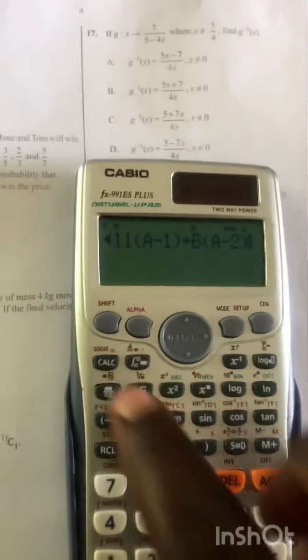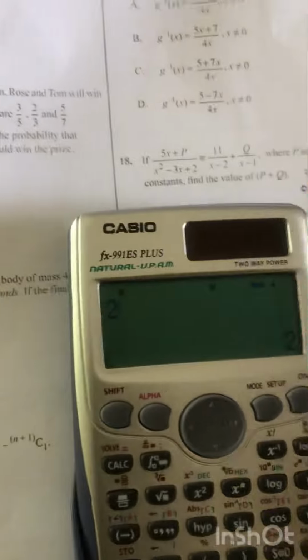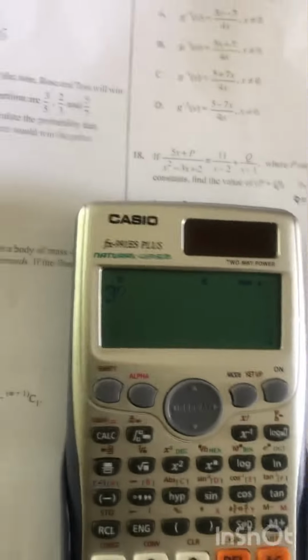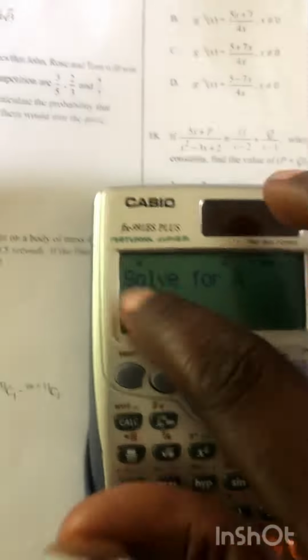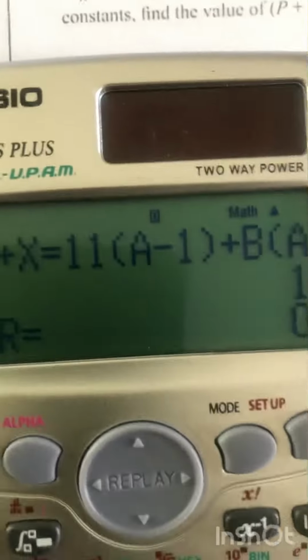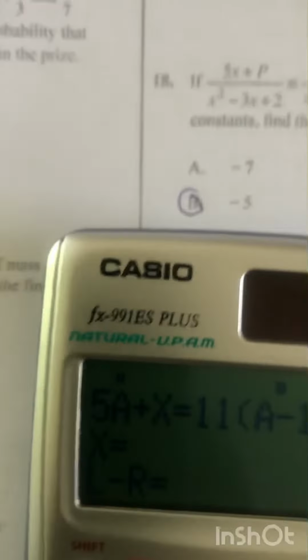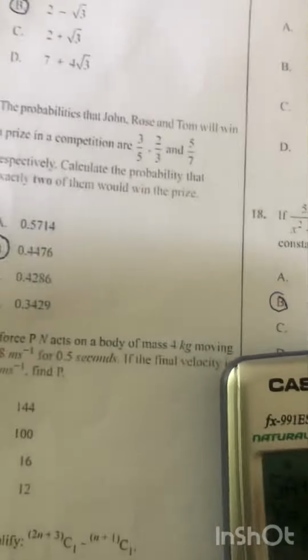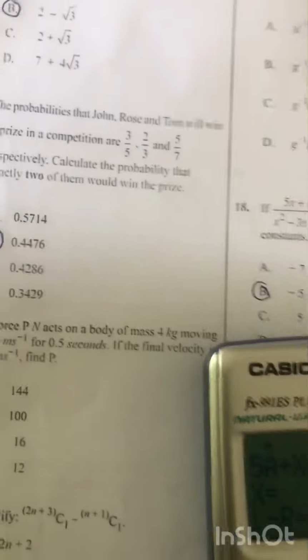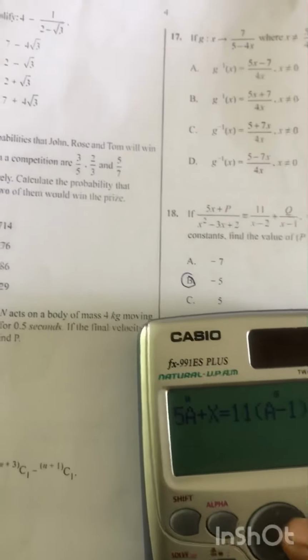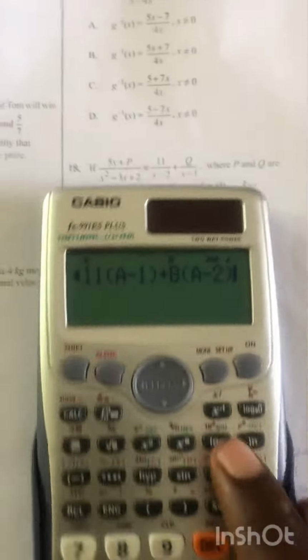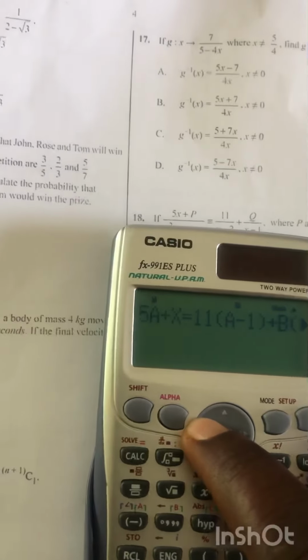So I press shift, solve, and the value of a, which is 2, so that I can eliminate q and solve for p. So I continue because I want to find p or x. So solve for x, I press equal to, and the answer will come 1. So p is equal to 1. I put it somewhere. Then I come and find q. Now to find q, I put p to be equal to 1. So let me change p now from x to b this time.